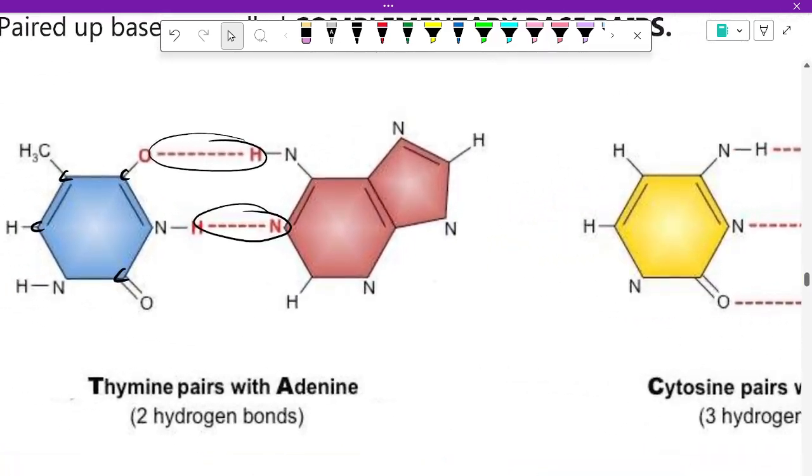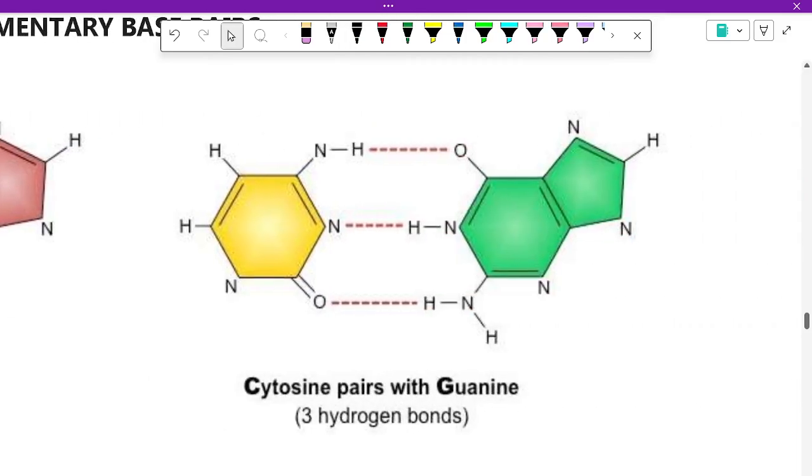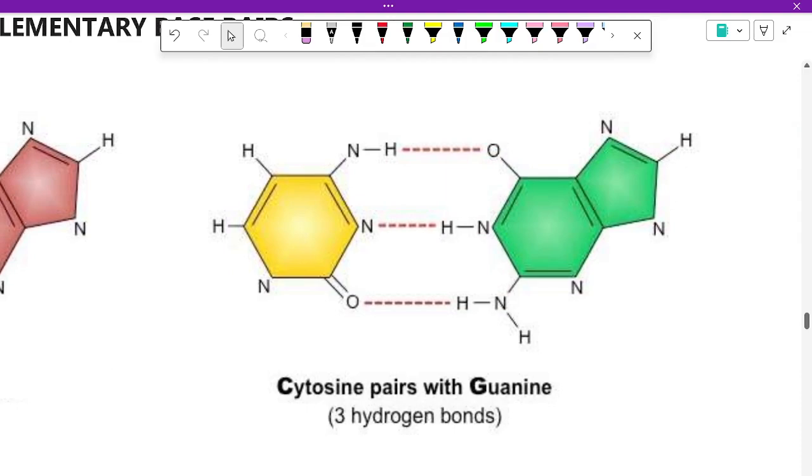Rather than having a triangle shape, these ones form, the A and the T form 2 bonds, the G and the C form 3 bonds, okay, or intermolecular forces to be more specific. You don't need to know that level of detail, but if you're interested, that's what's going on.